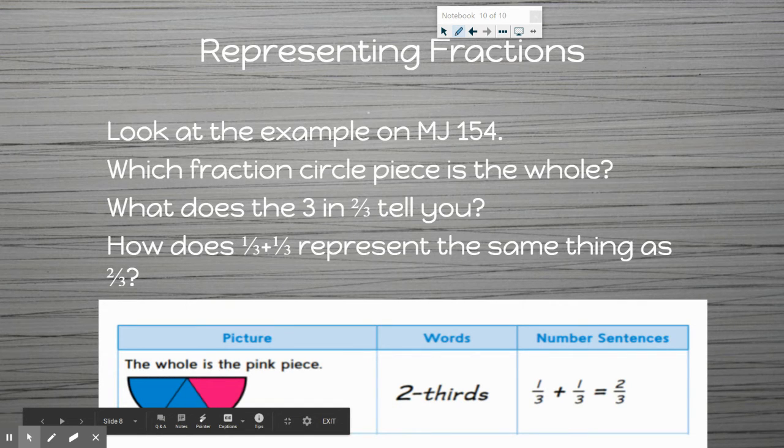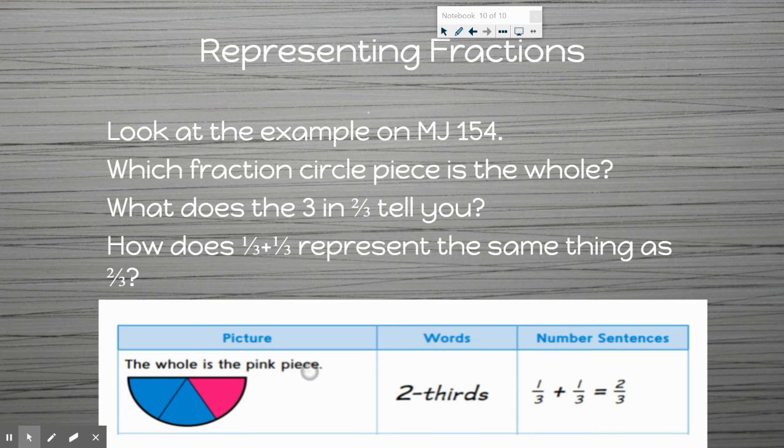So number 1, or the example in this one, I can see that the pink is the whole. The pink is divided into 1, 2, 3 equal pieces. 2 of them are blue. So we write the words as 2/3 because there are 2 blue ones, but it is out of the whole thing, there are 3 parts. I would write that as 1/3 plus 1/3 equals 2/3. We're going to do the next ones together.